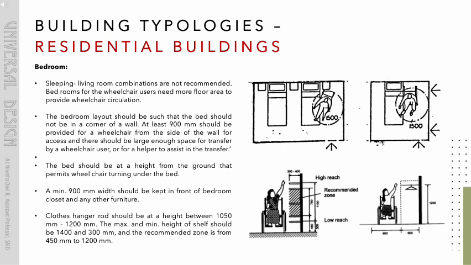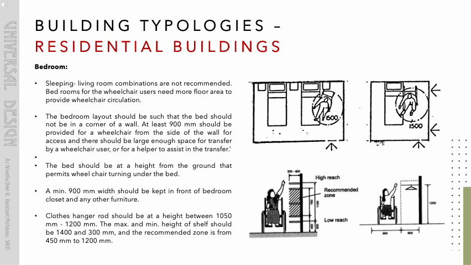The bedroom layout should be such that the bed should not be in a corner of a wall. At least 900 mm should be provided for a wheelchair from the side of the wall for access, and there should be large enough space for transfer by a wheelchair user, or for a helper to assist in the transfer. The bed should be at a height from the ground that permits wheelchair turning under the bed.